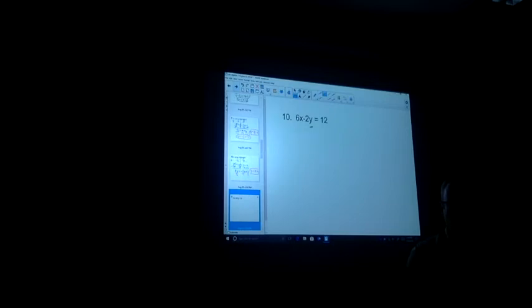Number 10, I want to get my y, and again the red line will represent the equal sign. So I'm going to subtract 6x from both sides. So I get negative 2y is equal to negative 6x plus 12. Of course, I could have had it as 12 minus 6x, same idea. And then 2 and y are being held together by multiplication, so I'm going to divide each side by negative 2.